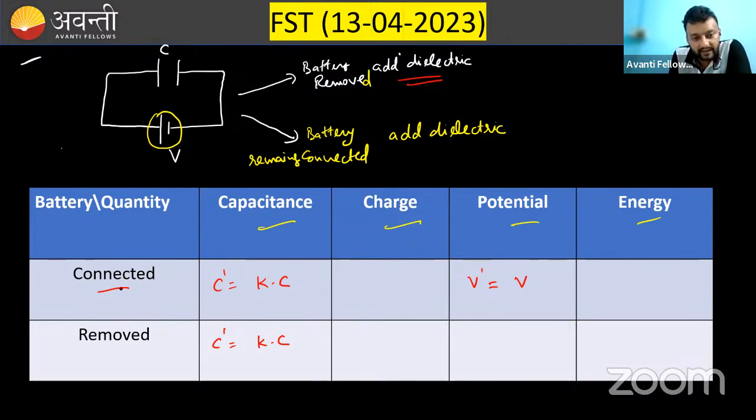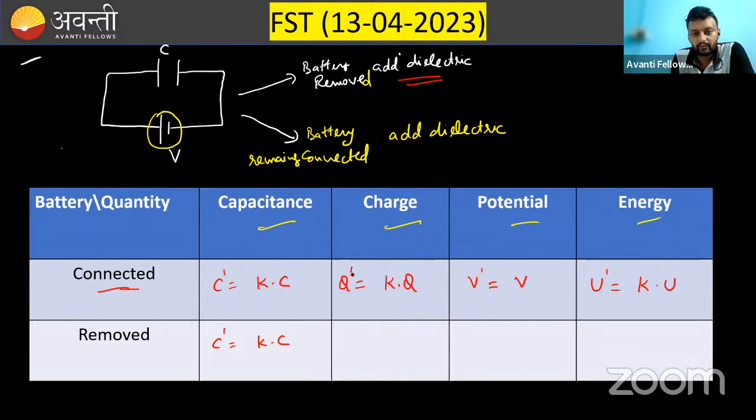Now, if battery remains connected, then new charge will become K times the original charge. Energy will become K times the original energy. The original charge is Q equals CV. Original energy is half CV square.